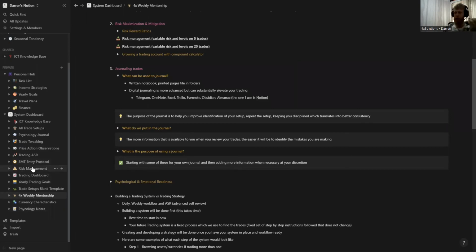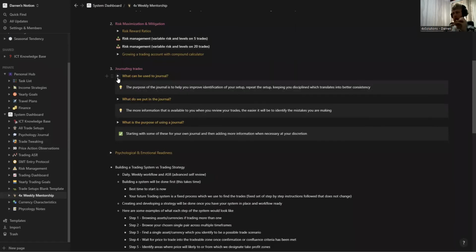I've got risk management, I've got my trading ASR, which is advanced self-review. So I review all the trades that I take over the course of a month or a quarter, and I document everything. I take screenshots of everything, and I document the whole shebang. I don't leave anything out. As many trades as I take is as much as I document.